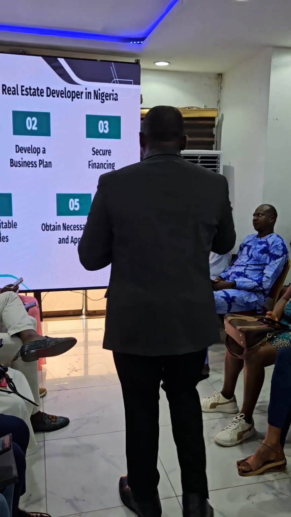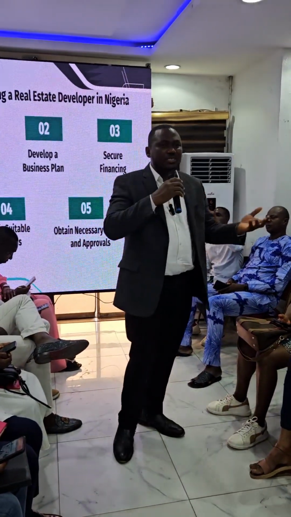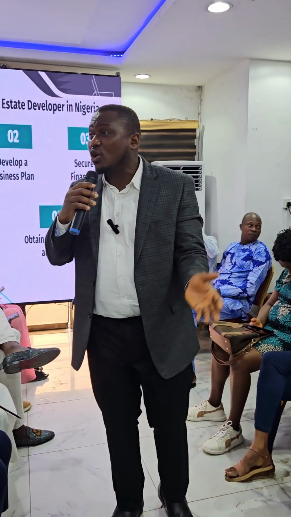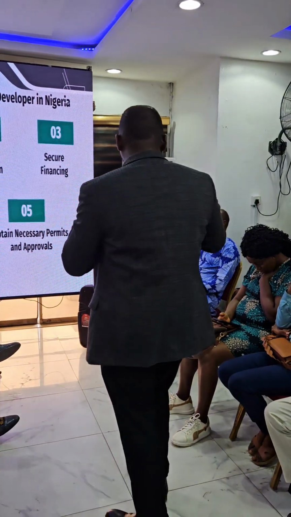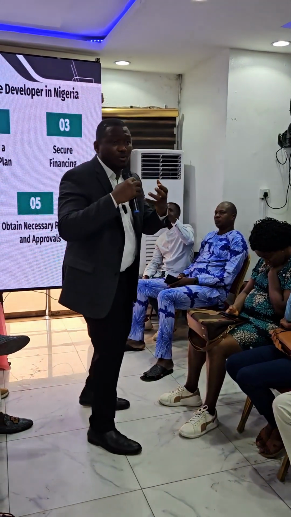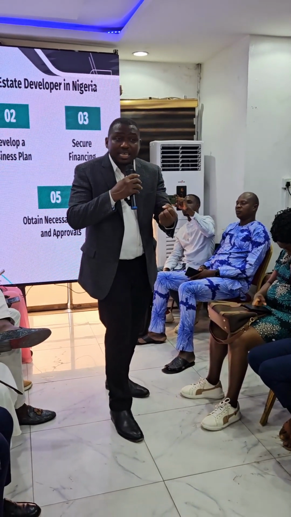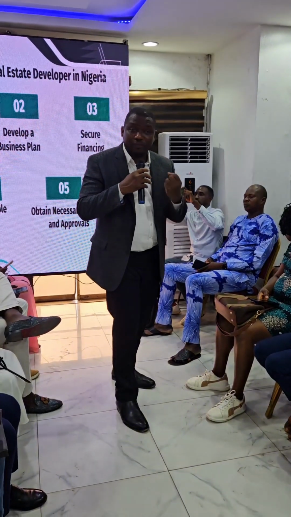Number three, secure financing. You can have finance through several means. You can have an investor, it can be a passive investor or an active investor. Active whereby the person will also be part of the business. And because this person is coming without funds, you have to give part of the company to the person. It can be 20%, it can be up to about 50%.